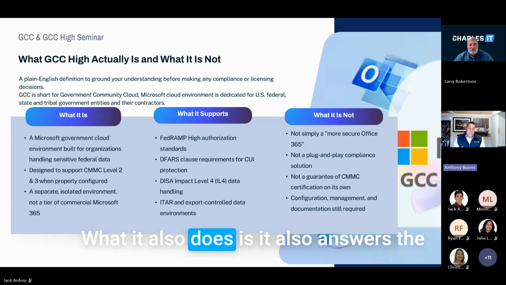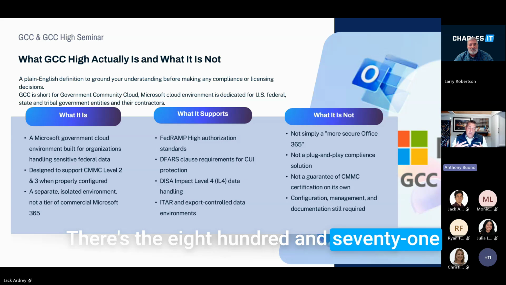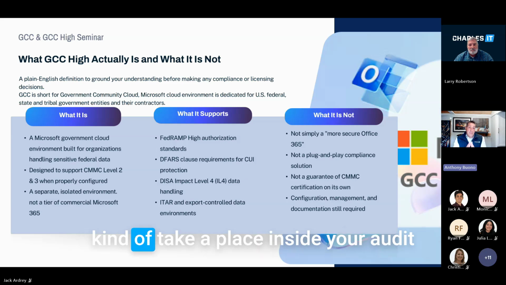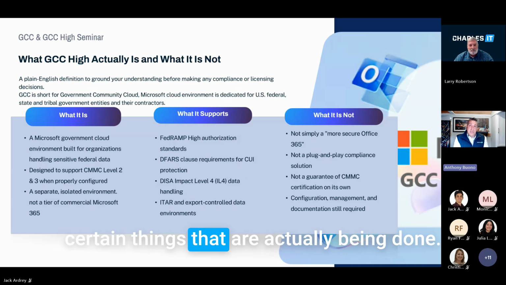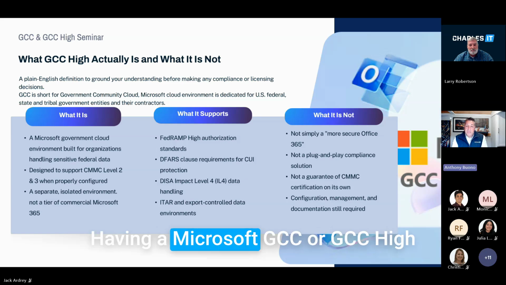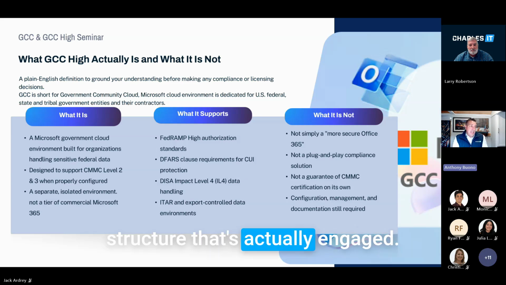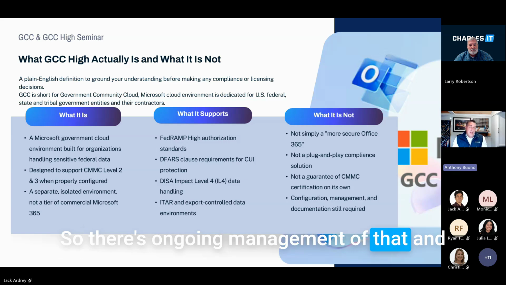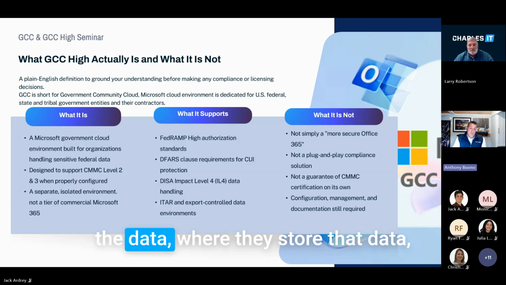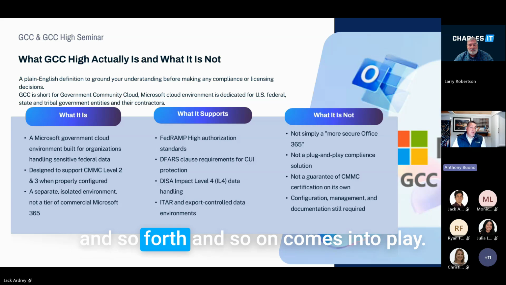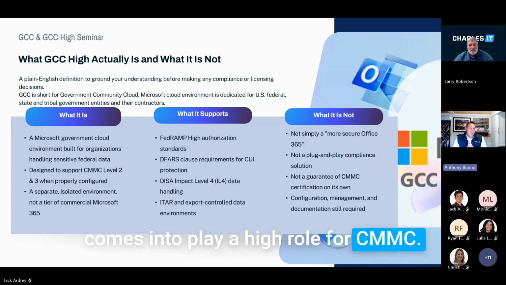What it also does is answer the question for your NIST security controls. There are the 800-171 NIST security controls, which take place inside your audit for CMMC, for example, and ask you for certain things that are actually being done. Having a Microsoft GCC or GCC High license matters with regard to the security structure that's engaged. There's ongoing management of what's going on within your environment itself. But the configuration of how you control the data, where you store that data, and so forth comes into play. So compliance definitely plays a high role for CMMC.